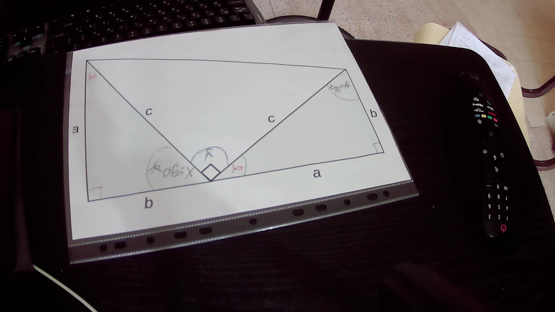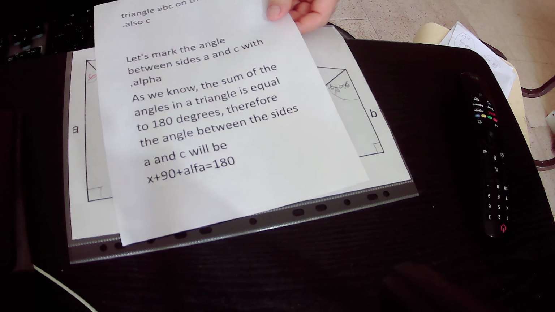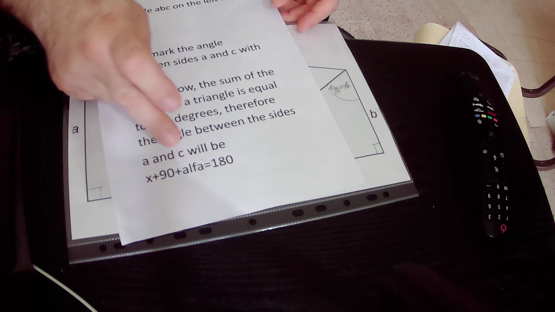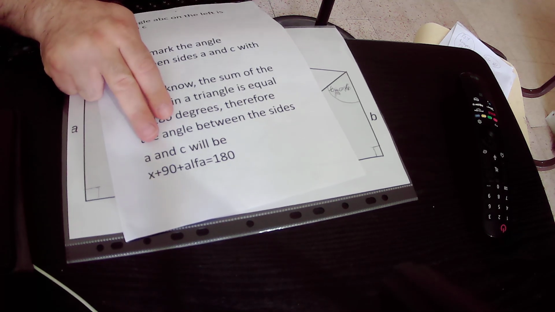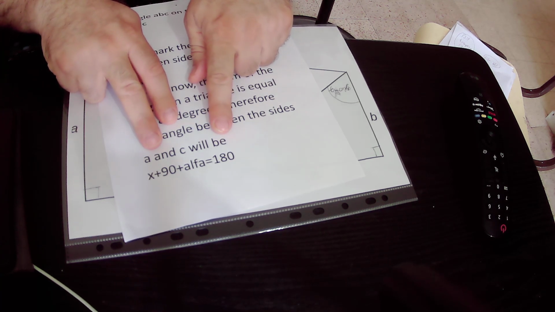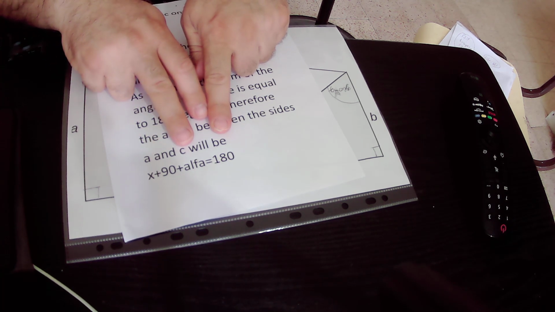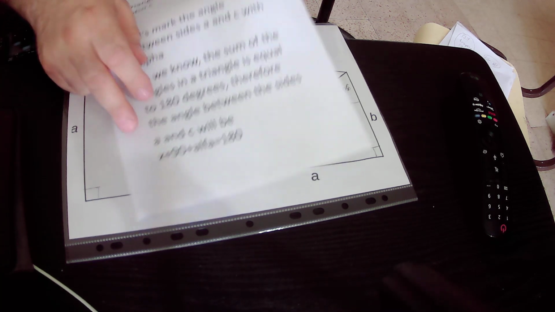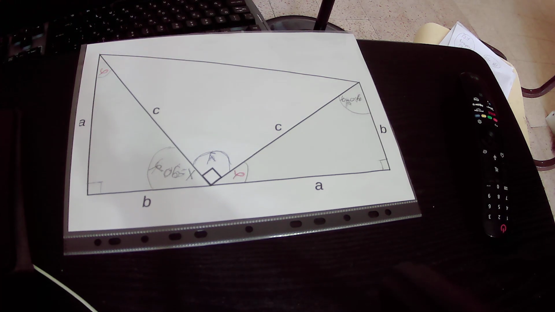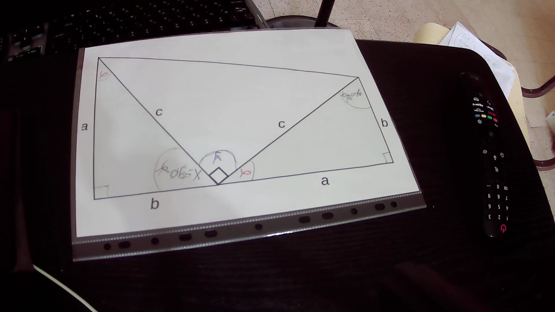As you can see here, X plus 90 plus alpha is equal to 180, where alpha is the angle alpha. If we subtract 90 degrees from both sides of the equation, and then subtract alpha from both sides of the equation, we will get that X is equal to 90 minus alpha. As you can see here, X equals 90 minus alpha.